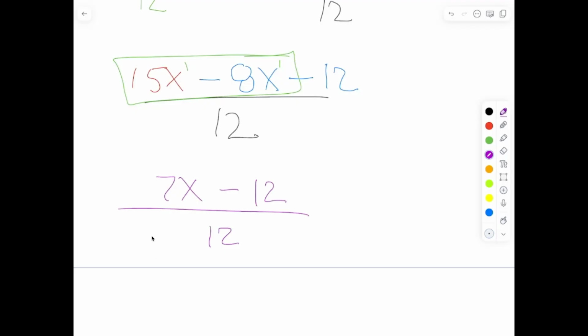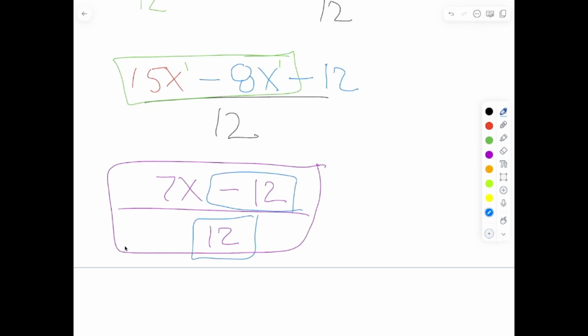Now, let's look at the final answer. Can I divide these two numbers? Yes. I can? Why?